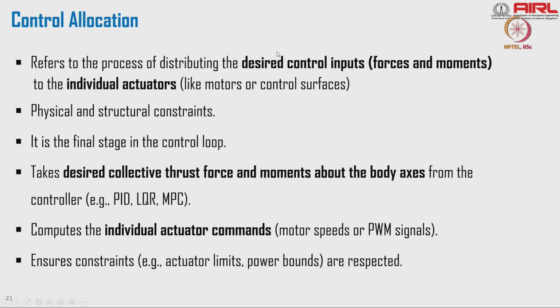In the case of a multi-rotor system, it's all about the motors, right? It takes care of the physical and structural constraints. It is the final stage in the control loop. Afterward, it just sends commands directly to the actuators, and the actuators perform the necessary action on the physical system, and you see observations through your sensors. It takes the desired collective thrust force and moments about the body axes from the controller. It could be PID, LQR, or MPC, sitting in your inner loop attitude controller or outer loop. It takes all this information.